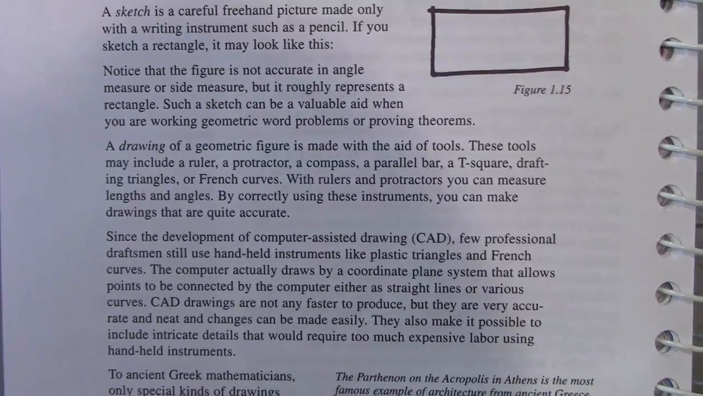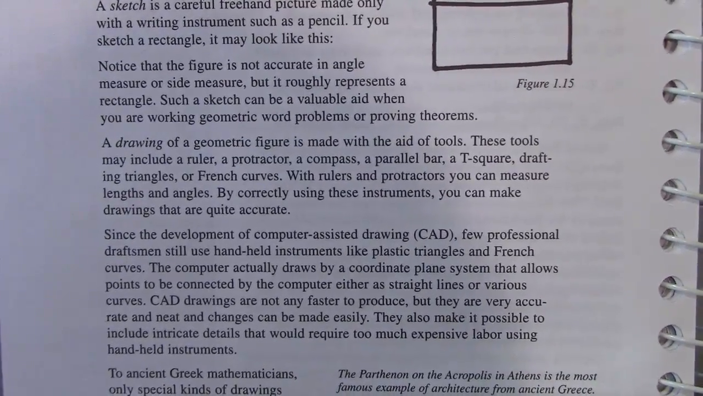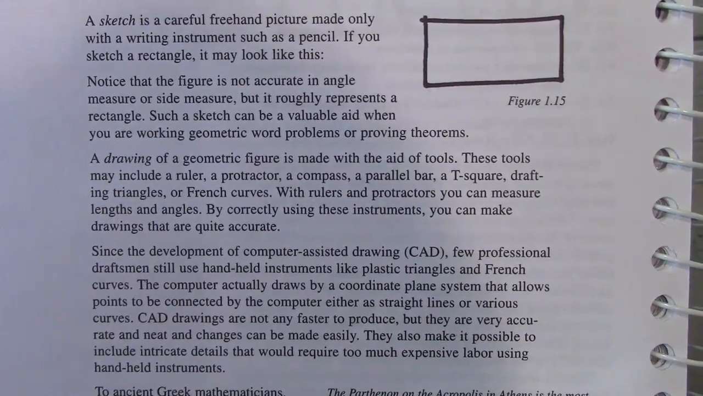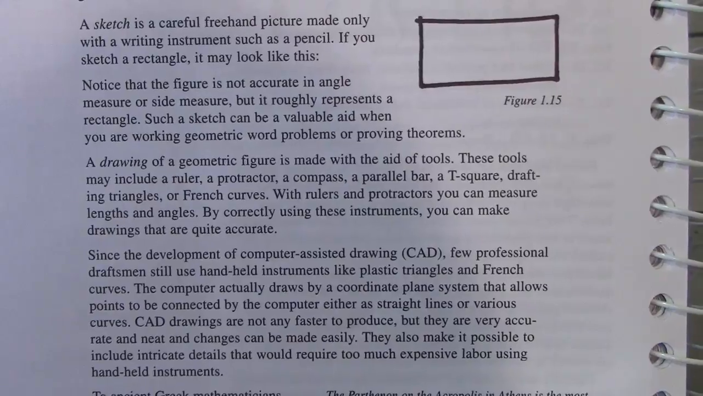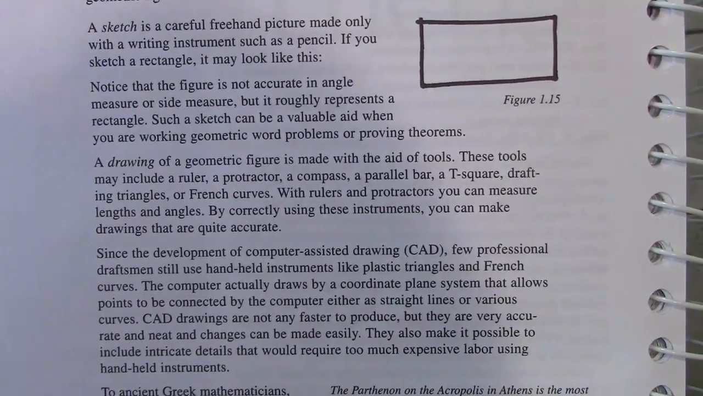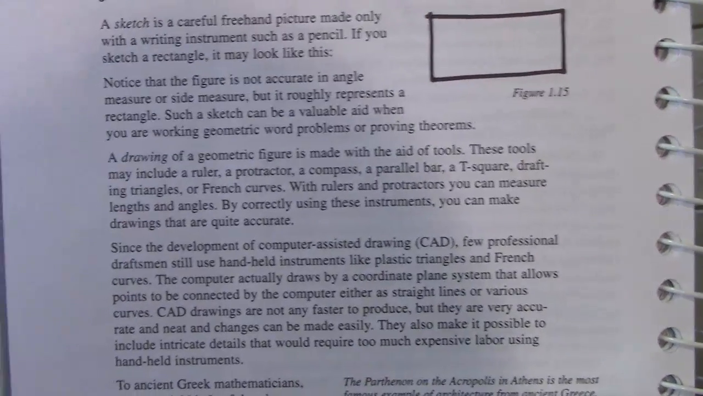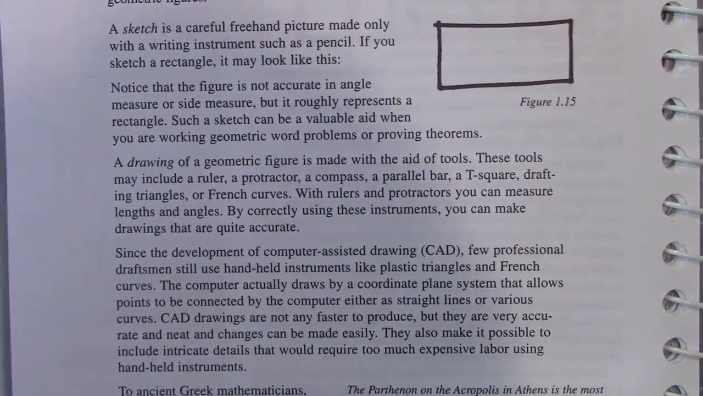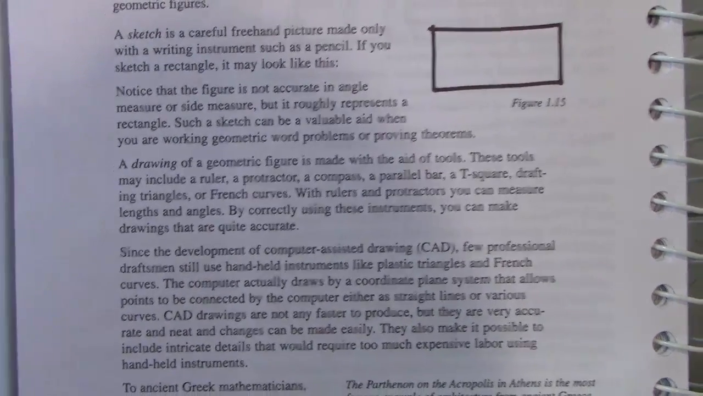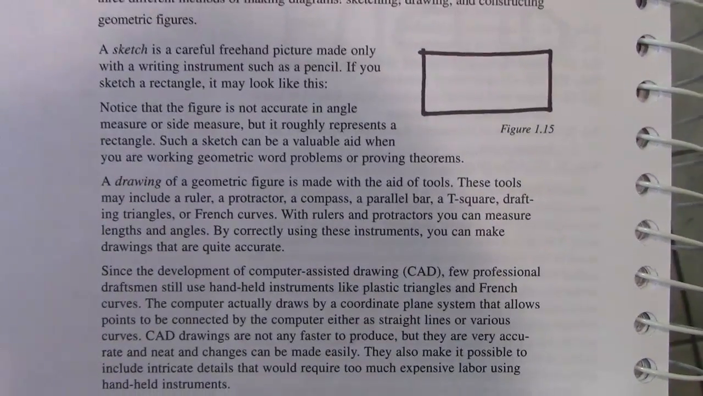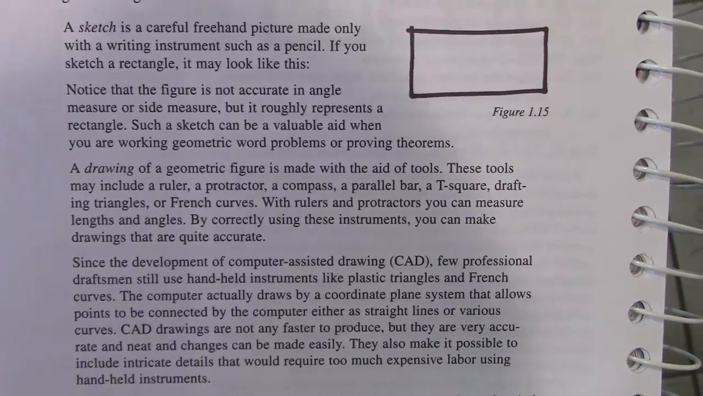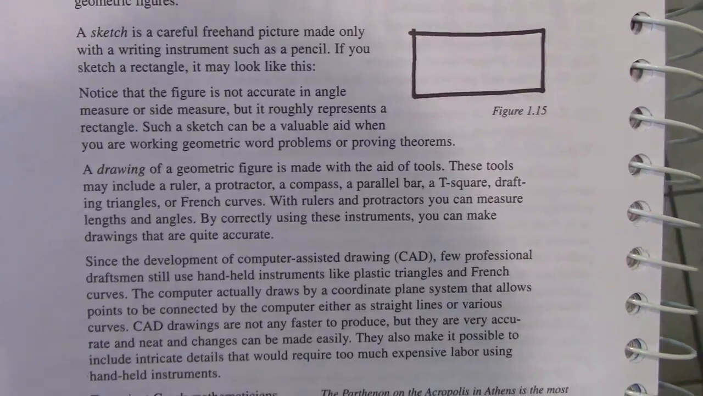And the tools can be a ruler, protractor, compass, a T-square, drafting triangles, whatever. I mean, you kind of get the idea. You can use what's called a French curve. You don't have to write all these down, but just understand, list a couple of instruments that you could use, okay? By correctly using these instruments, you can make drawings that are quite accurate.